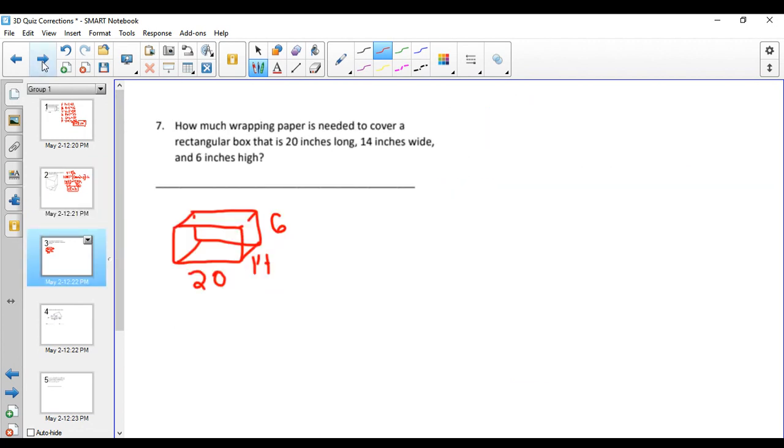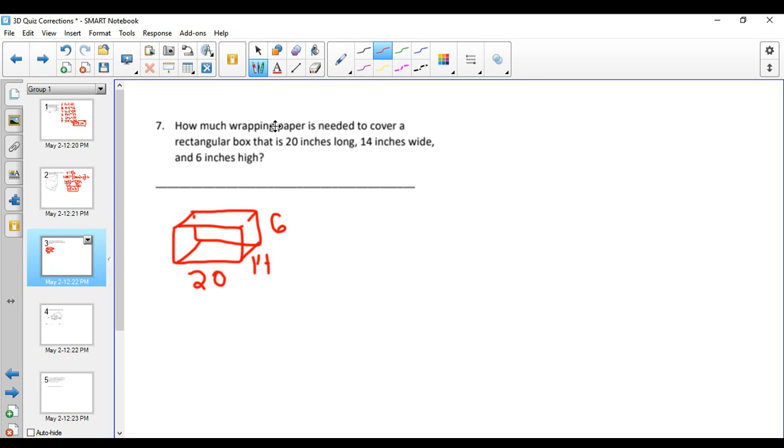Okay, moving along, number 7 says how much wrapping paper is needed to cover a rectangular box that is 20 inches long, 14 inches wide, and 6 inches high. So I went ahead and drew a little visual to have things already set up for us. First of all, if we're talking about wrapping paper, that's the outside of the figure. So that would be all of the faces.